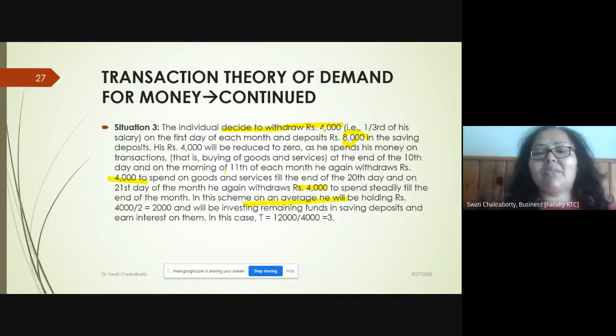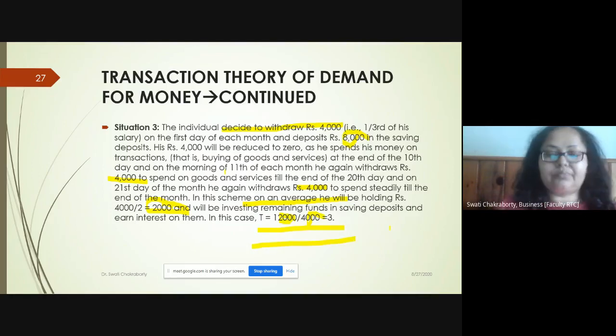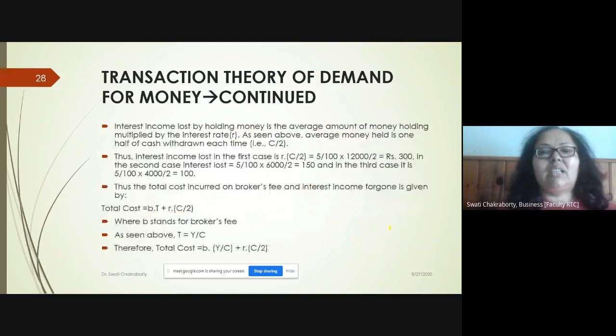So 4,000 at the beginning, and by the 10th day it's 0. So 4,000 plus 0, that's 4,000, divided by 2, that is 2,000, right? And the number of times he's going to the bank is Y by C. Y is 12,000, C is 4,000. So Y by C, 12,000 by 4,000 is 3. So T is 3.